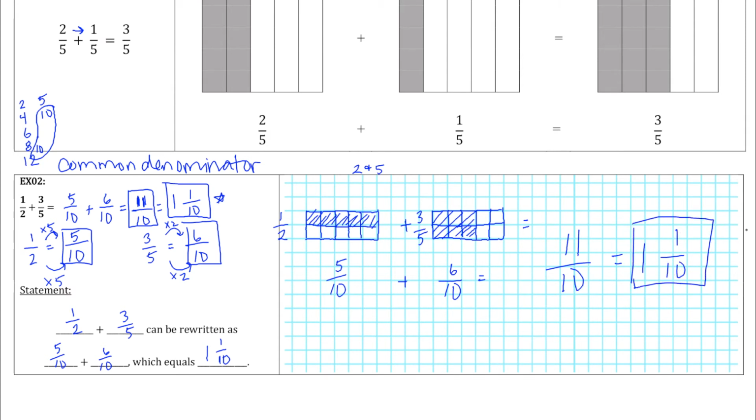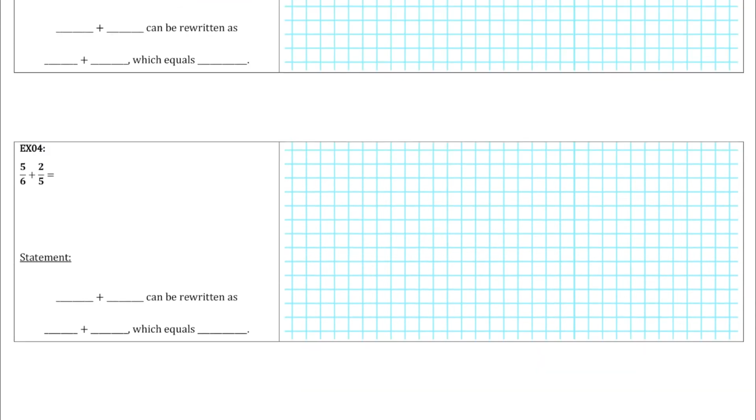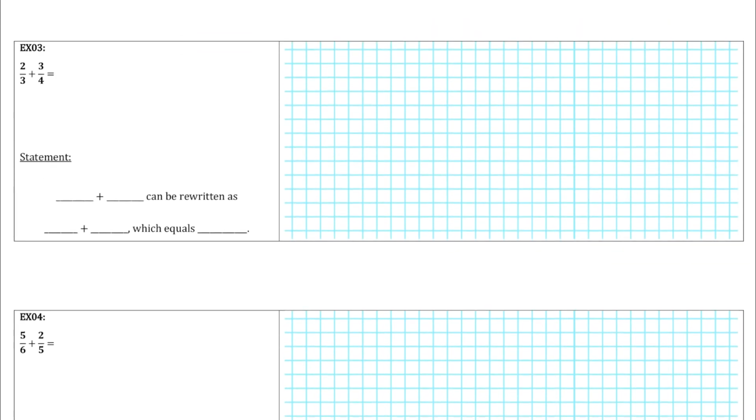Okay, let's go to the next example. We have 2/3 plus 3/4. So 3, 6, 9, 12, 15. I'm counting by threes. Now I'm going to count by fours. 4, 8, 12. Okay, 12ths. So 2/3 is how many 12ths? And 3/4 is how many 12ths?